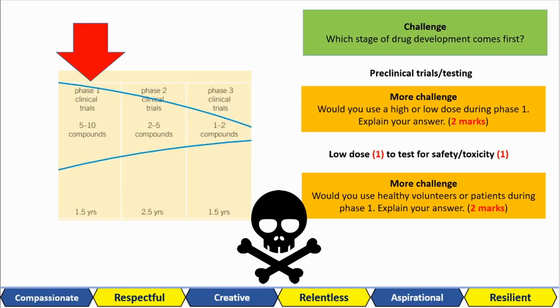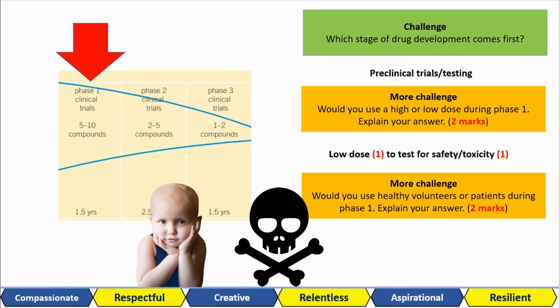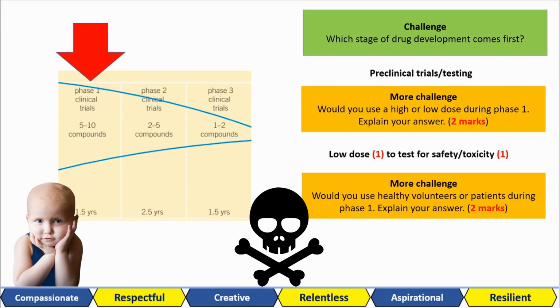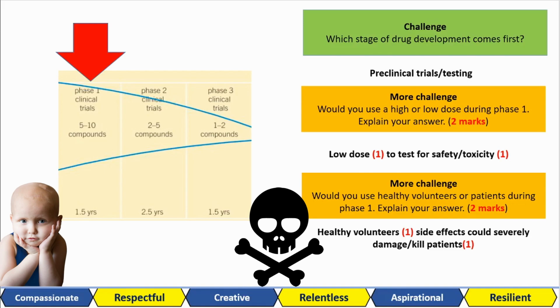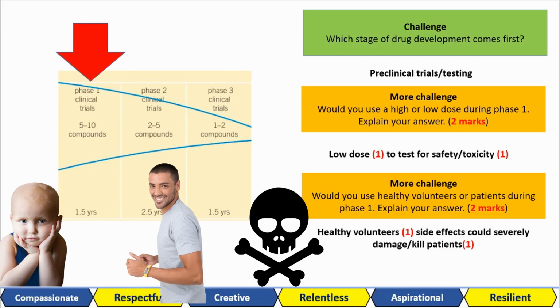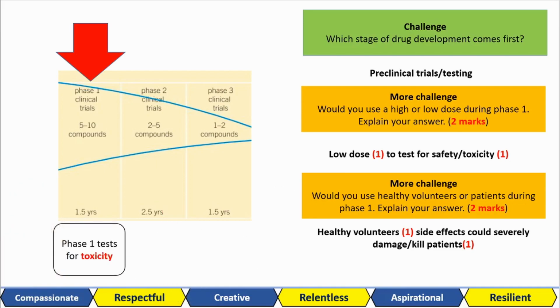If the drug is dangerous, you wouldn't want to expose your patients who are already weak to the drug. So at this stage, you use healthy volunteers because the side effects of the drugs could damage or kill your patients. For your exam, you need to be able to summarize phase 1 as testing for toxicity.